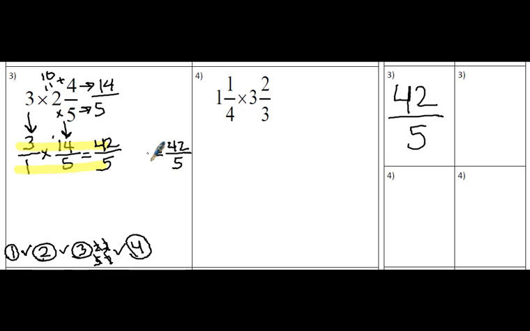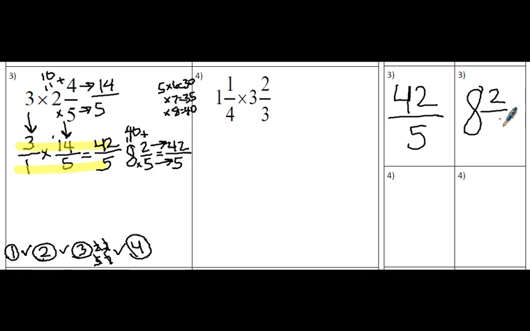Now step 4, I'm going to try to change it into a mixed number. So we know if I'm going from a mixed number to an improper fraction, that the denominator is going to stay the same. So I want to know 5 times what would give me really close to 42 without going over. And 5 times 8 is 40. So if I have 5 times 8 give me 40, I need to add 2 more before I get to 42. And I see that 8 and 2/5 would be equivalent to 42/5.